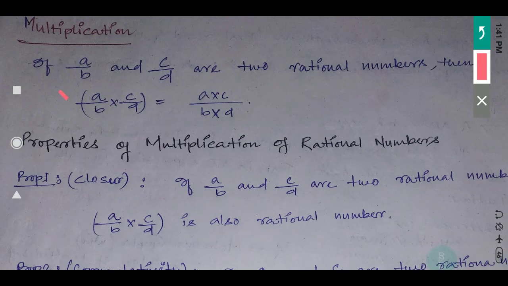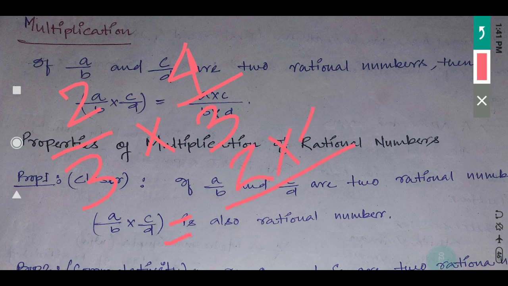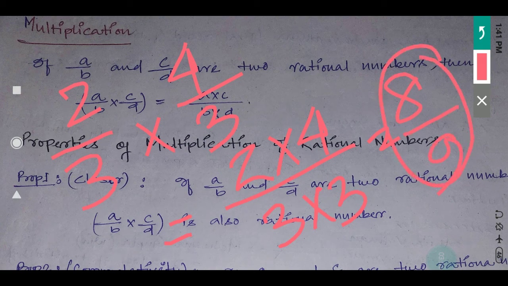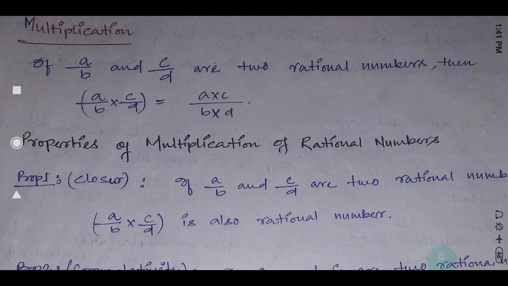Suppose I am taking 2 by 3, one rational number. Again I am taking 4 by 3. I am doing the multiplication. What will be the result? All the numerators will be in the numerator, all the denominators in the denominator. So 2 times 4 is 8, 3 times 3 is 9. Is it a rational number? Yes, because it is in the form p by q. So 8 by 9 is also rational. That means if we multiply two rational numbers, the result will always be a rational number. It satisfies the closure property.